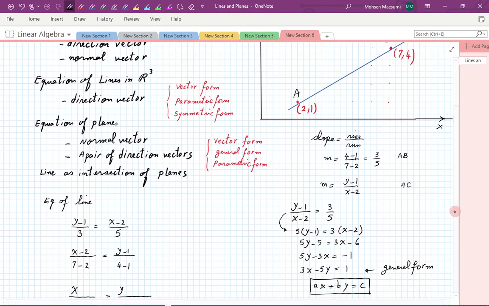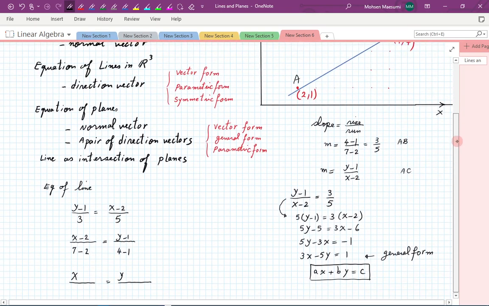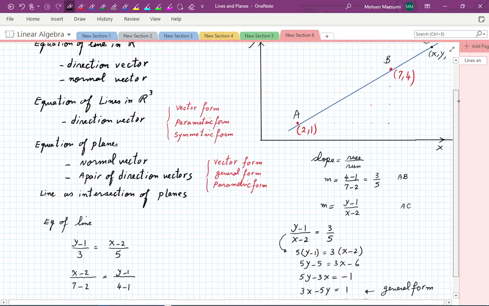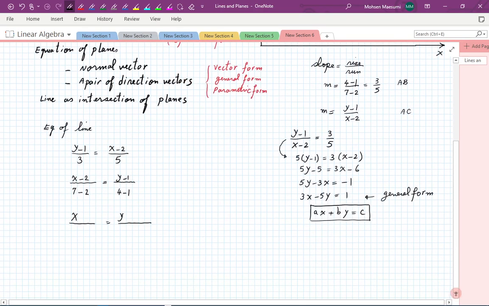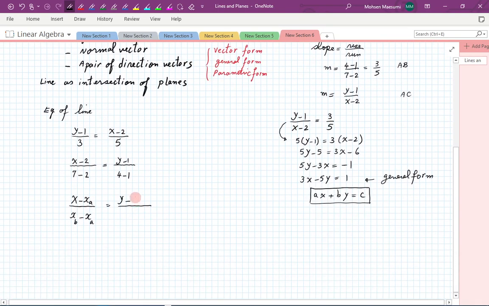So let's call one of them point A, the other one point B. So this is x of point A, and then here I have x of point B minus x of point A, and here y minus 1 was y of the point A, and this is y of the point B minus y of the point A. So this is the equation of the line, same as what we had before.